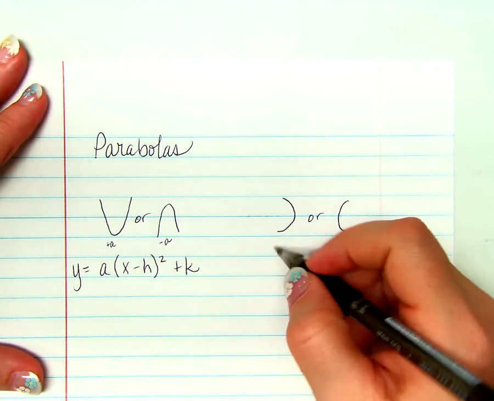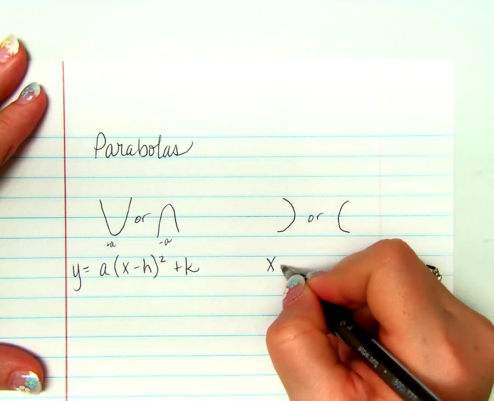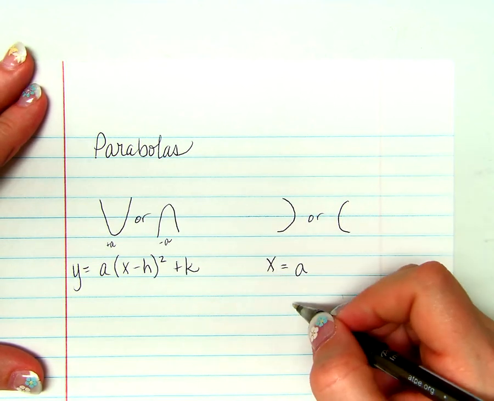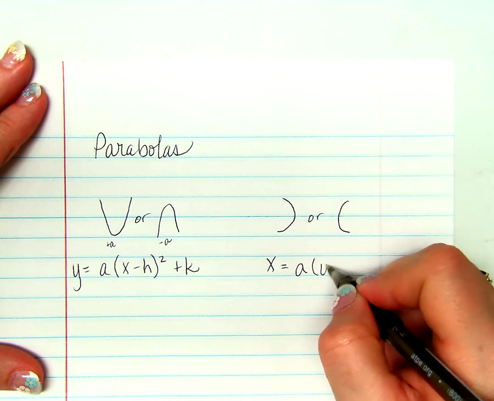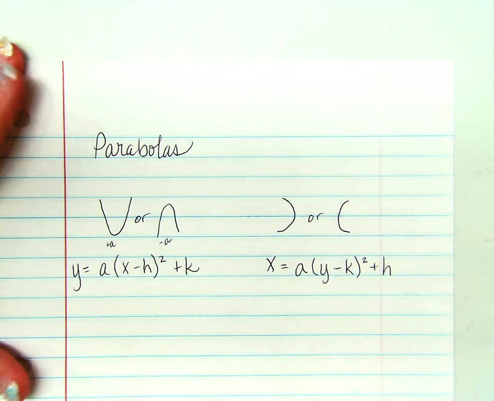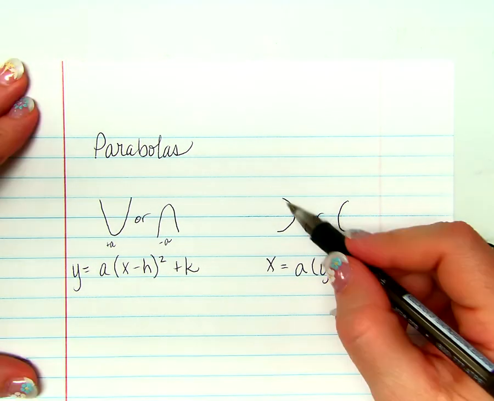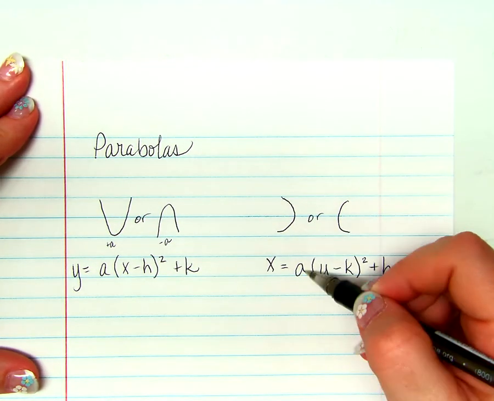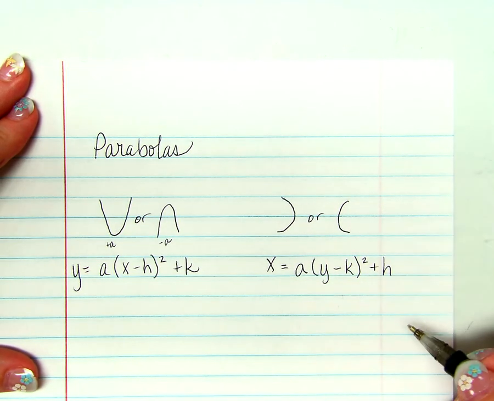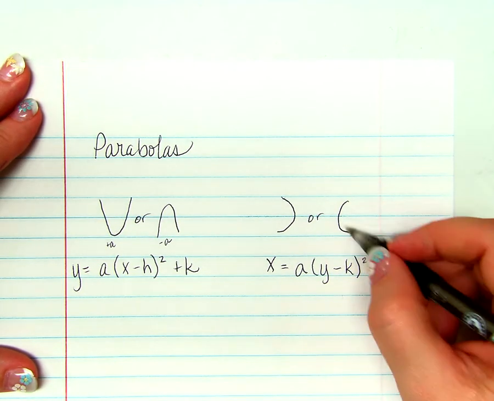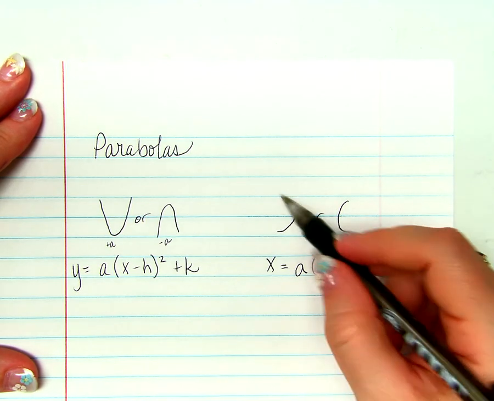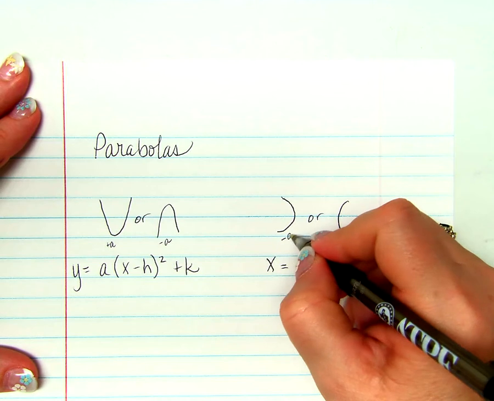Okay? This equation looks like this: x equals a times y minus k squared plus h. Okay? Now, any ideas what would happen to a if it's opening to the left as opposed to opening to the right? Well, hopefully you see that if this is opening to the right, then a is going to be positive, and if it's opening to the left in the negative direction, a is going to be negative. Okay?